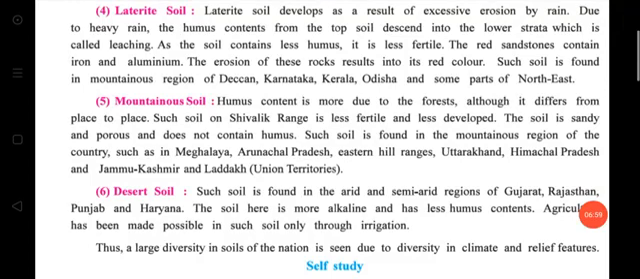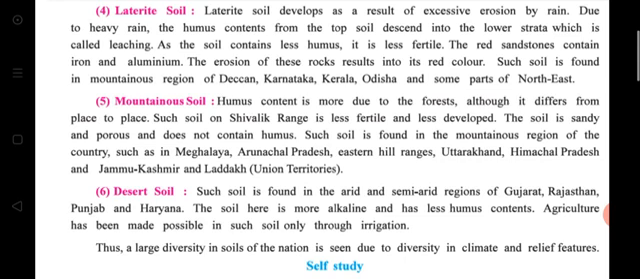So, the fourth type: laterite soil. What is laterite soil? It develops as a result of excessive erosion by rain. How is it formed? It is a result of excessive erosion by rain. When much rain comes, then due to heavy rain the land erosion happens, and as a result of that heavy rain, this type of soil develops.